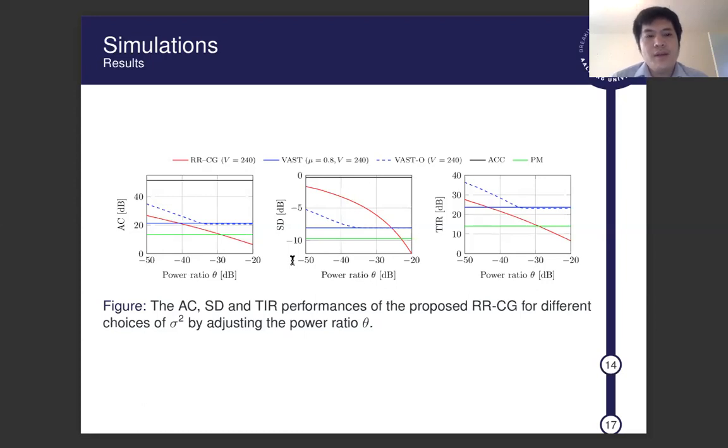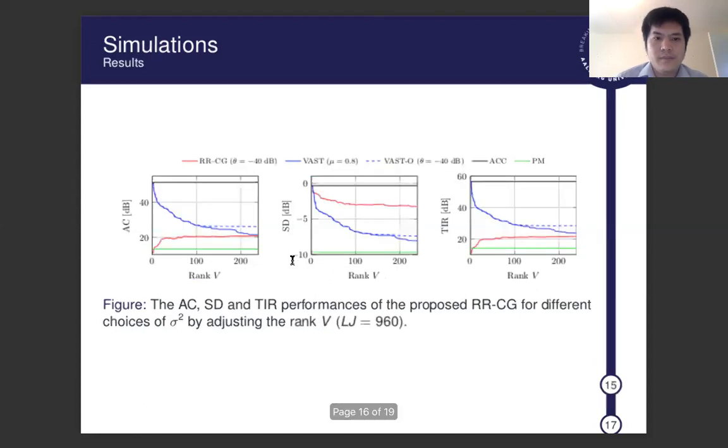And when the acoustic contrast of the proposed algorithm is set to the same as the VAST approach, the signal distortion of the proposed is around 4 to 5 dB lower than the VAST approach. When the signal distortion of the proposed approach is set to the same as the pressure matching approach, the acoustic contrast of the proposed approach is around 4 to 5 dB lower than the pressure matching approach.